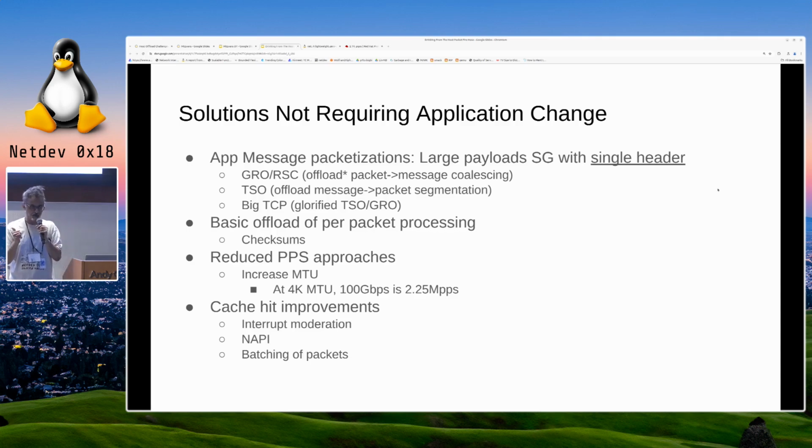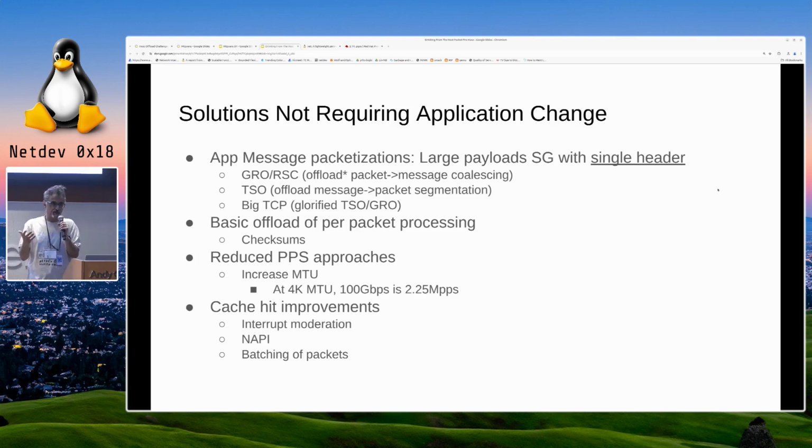If I just turn on GRO, TSO, BIG TCP, which is the bigger TSO and GRO, I can put GRO with hardware offload. So large payloads with a single packet: I can packetize toward the receive side with a super packet, and packetize in the other direction as well with one super packet that has a huge message size. So things like that, basic offloads of per packet processing, checksums, which is a favorite in this conference.